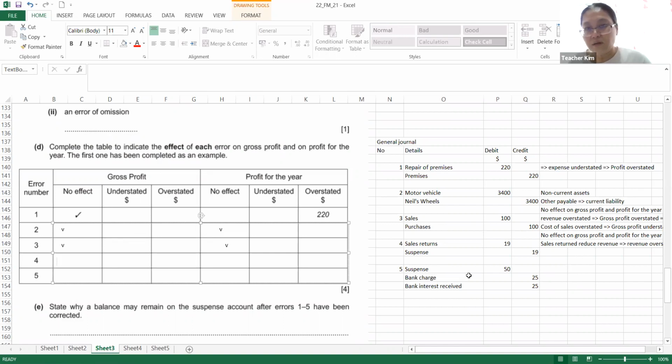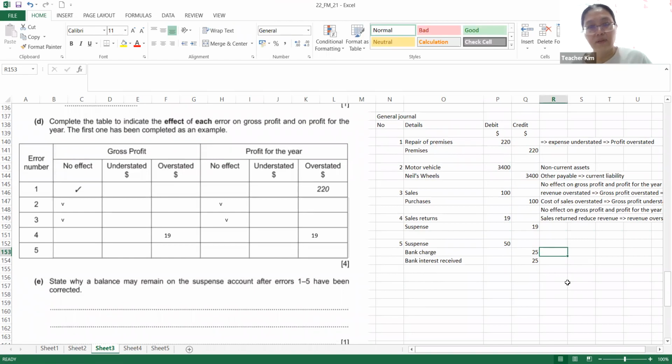Okay. Number 4, this sales return reduced revenue, but we didn't do it, so revenue is overstated by 19, and then our profit is also overstated by 19. Okay, now next is suspense account. This one, bank charge. Our bank charge was wrongly debited. Expenses overstated. Expenses overstated. Profit overstated.